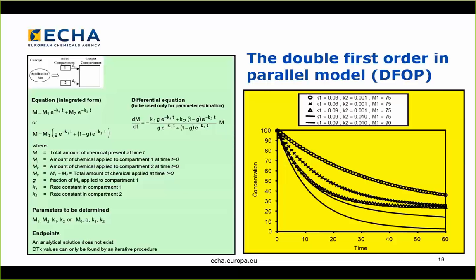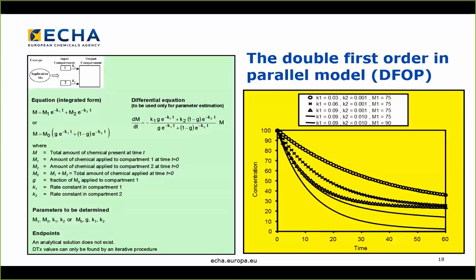Probably the easiest way to understand this is to look at the top left. So what the DFOP model does is it basically divides your total mass into two compartments. And each of those compartments degrades with its own individual first order rate constant. Typically, we tend to think of compartment 1 being the fast degrading compartment and compartment 2 being the slower degrading compartment. The information box is a little bit more complicated than it really needs to be. There's two ways that you can describe it with two different sets of parameters. The more typical form is to use these four parameters.